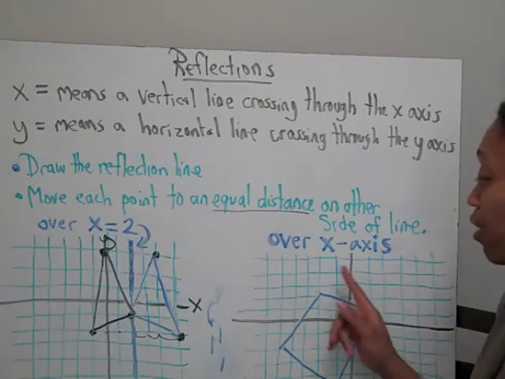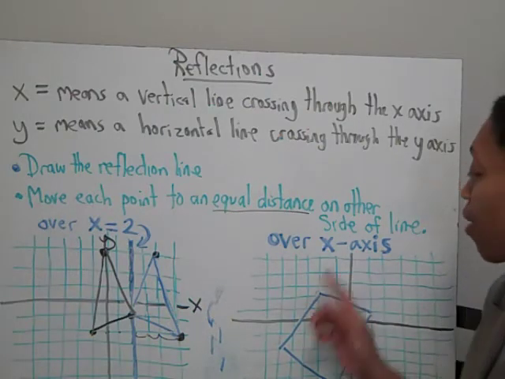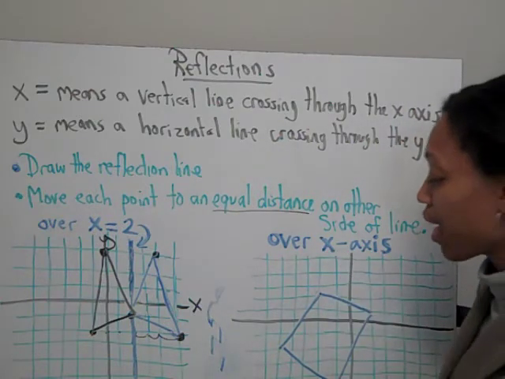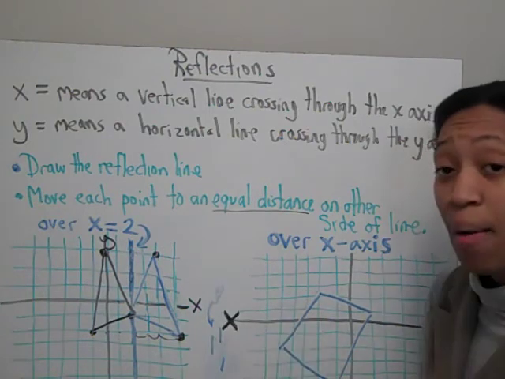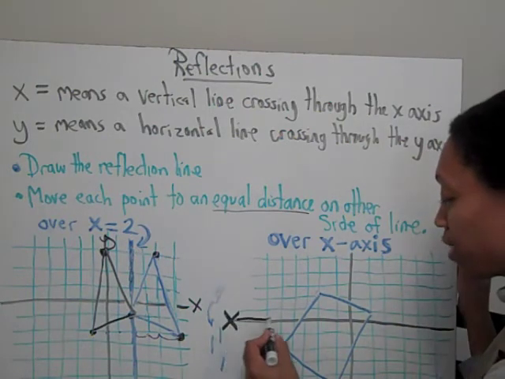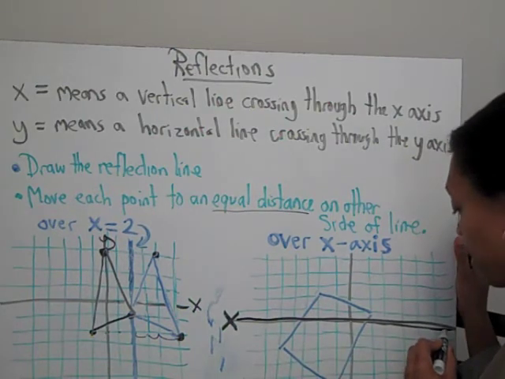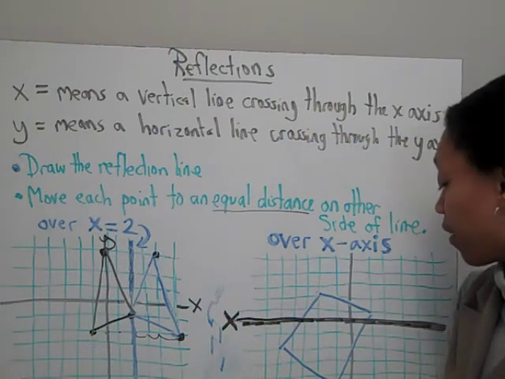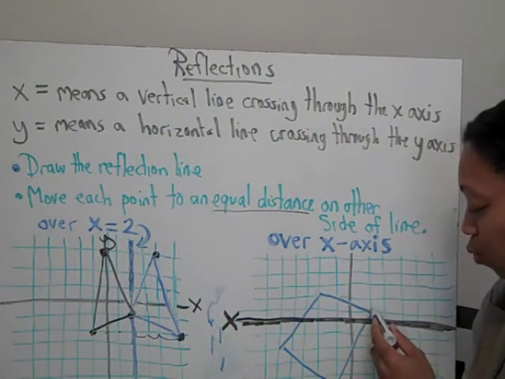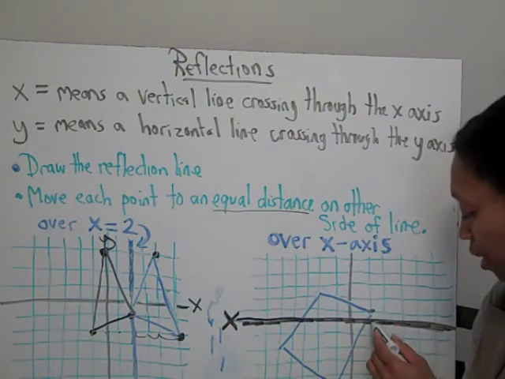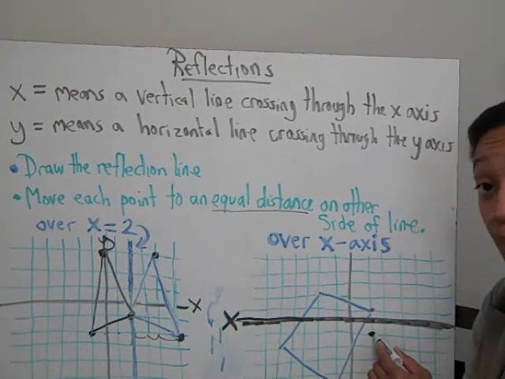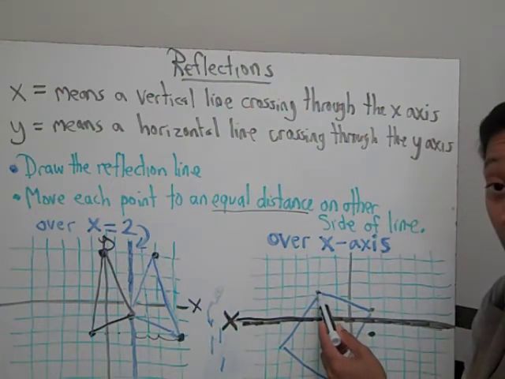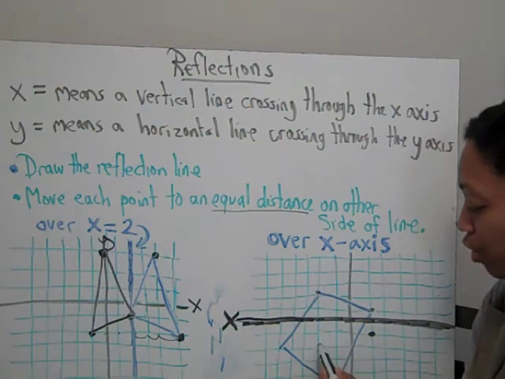Now let's see if we can reflect over the x-axis. This time I don't have x equals. It just says x-axis. Well, the x-axis is right here. So if I reflect over the x-axis, I'm reflecting over this line. How far away is each point from that line? This point is 1 above the line, so I'm going to come 1 below the line. This point is 1, 2 above the line, so I'm going to come 1, 2 below the line.